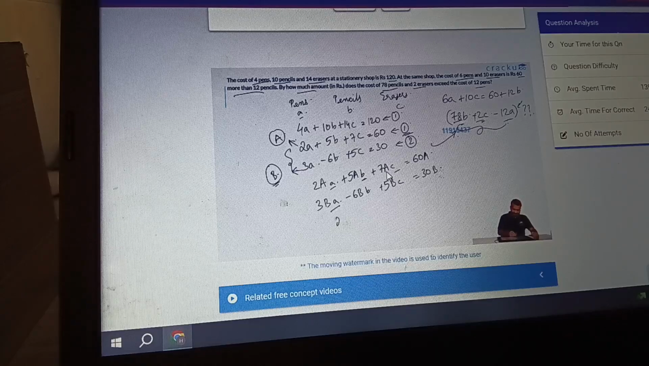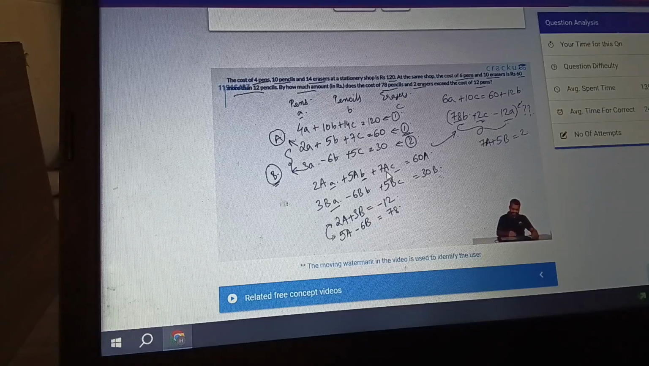So we are going to say that 2A plus 3B is equal to minus 12, and for b it will be 5A minus 6B is equal to 78. And we also have a third equation which we should check afterwards, which is that 7A plus 5B, which is the coefficient of c, should equal 2. The reason we are saying this is because we have 3 equations and 2 unknowns, and the system of equations should remain consistent.